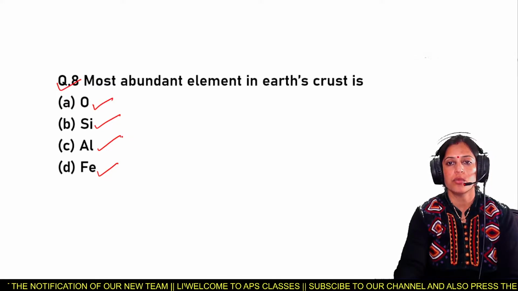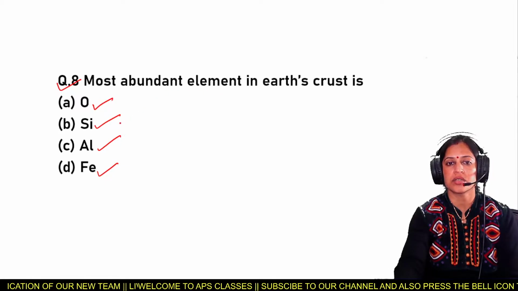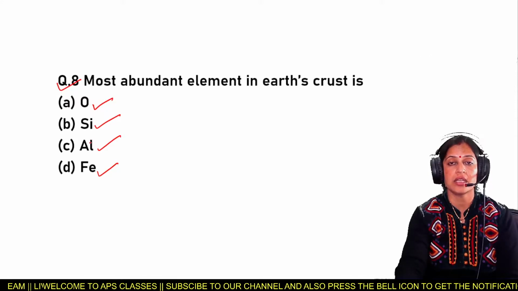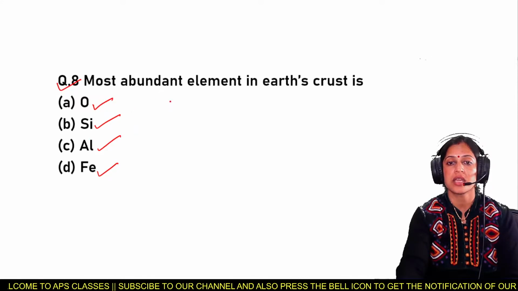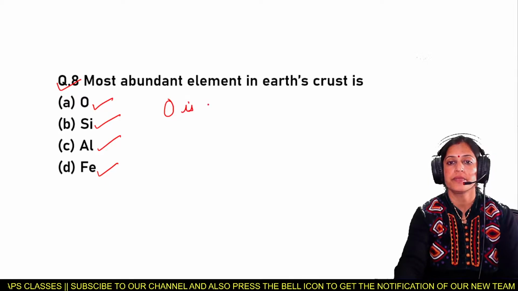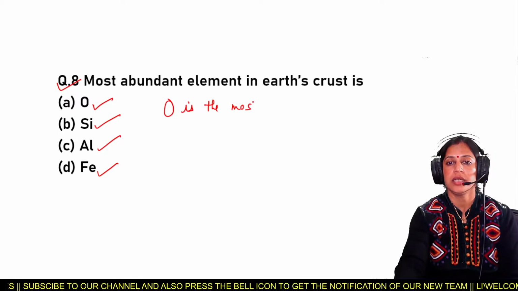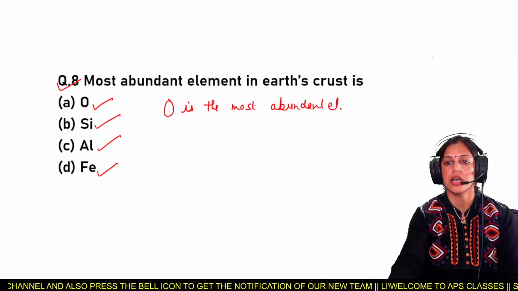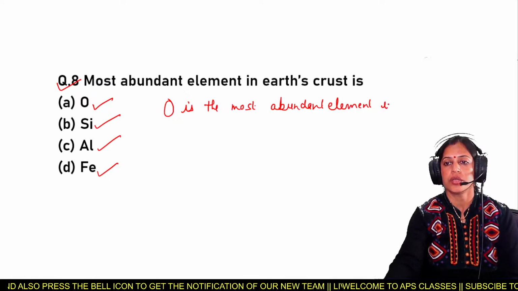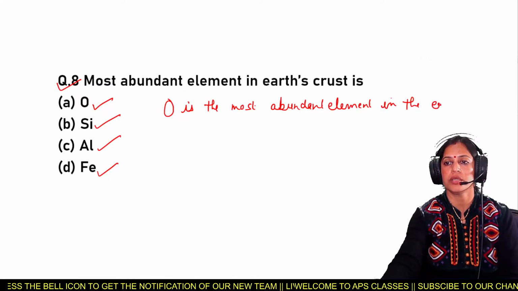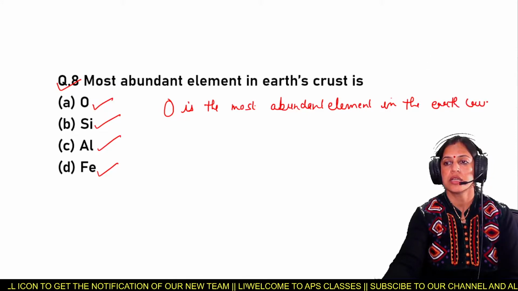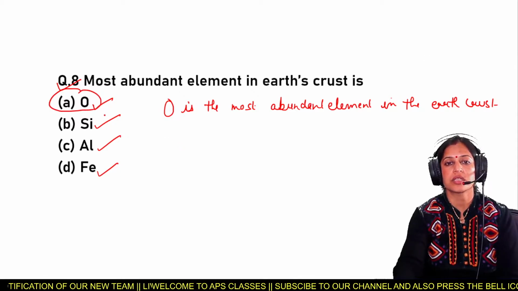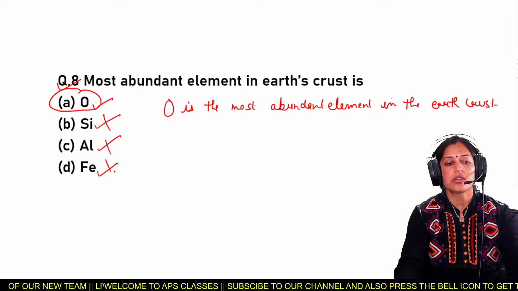Silicon is not the most abundant, aluminium is not the most abundant, even iron is not the most abundant element in the earth's crust, but oxygen is the most abundant element. So here the right answer for question number 8 is oxygen. This is the most abundant element in the earth's crust. The rest are wrong options.